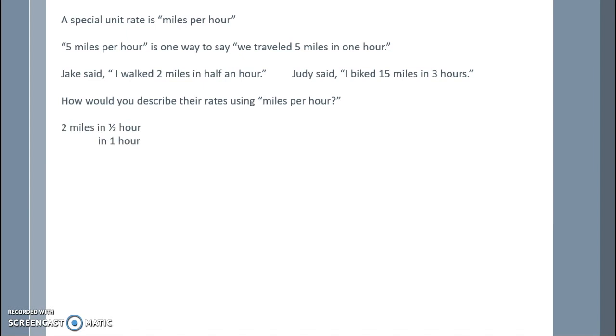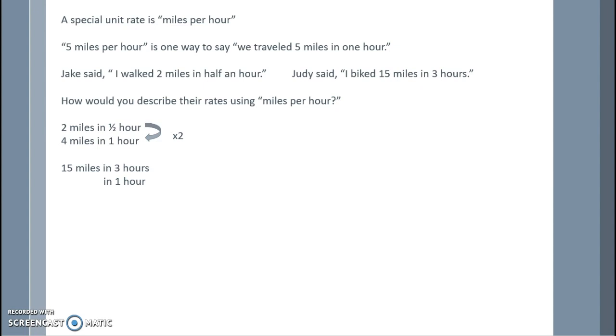So when I look at Jake, he did 2 miles in half an hour. Well, how much can he do in 1 hour? Well, I know that there are 2 halves in an hour, so I multiply by 2, which means I would multiply 2 miles times 2, which is 4 miles.